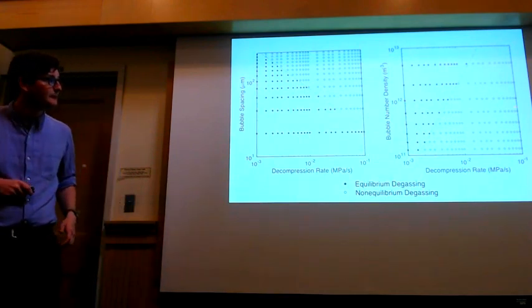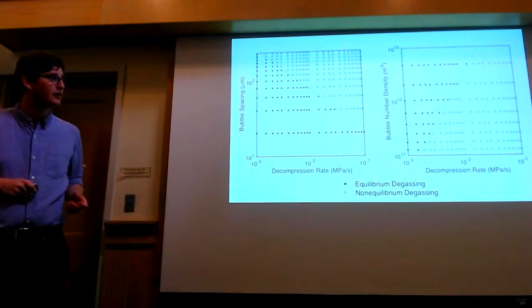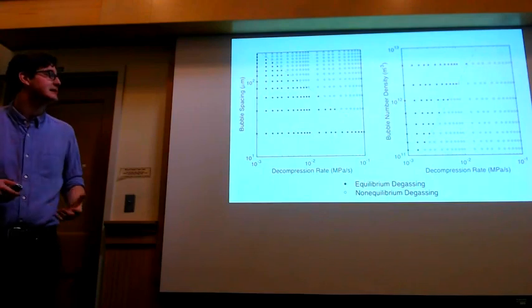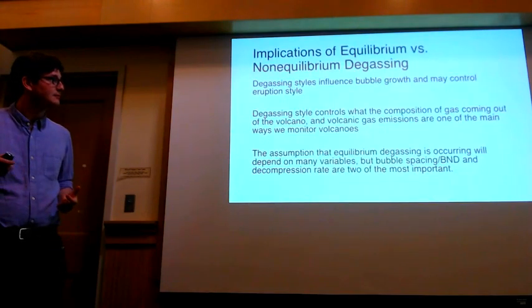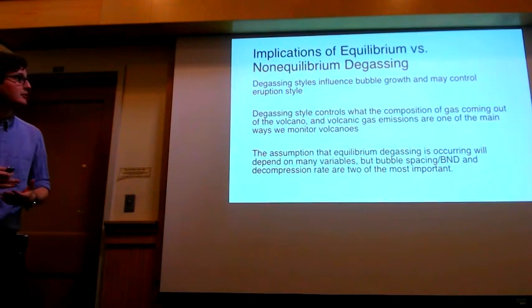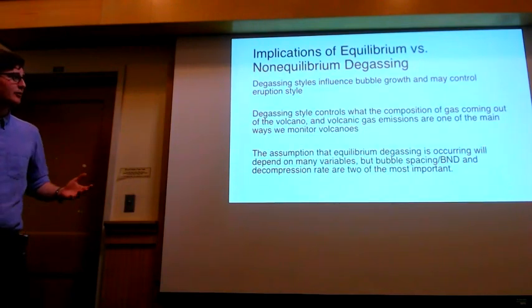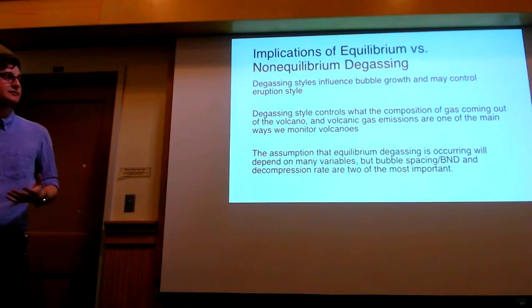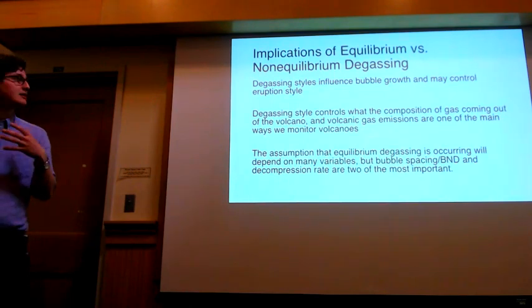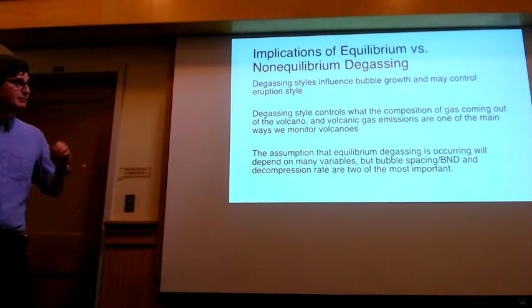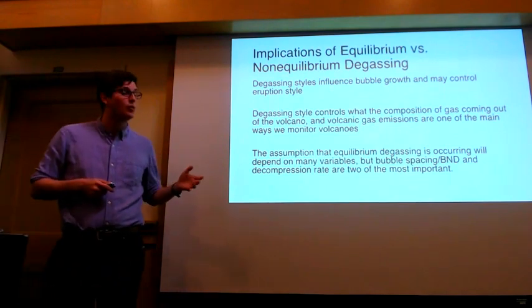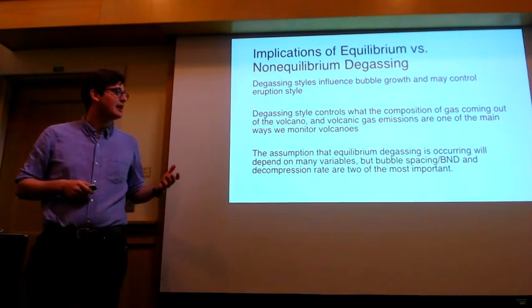And the same thing is plotted over on the right, just with bubble number density rather than bubble spacing, but those are fairly equivalent parameters. Now, why do we care about equilibrium and non-equilibrium degassing? As we've been talking about before, the degassing style influences bubble growth, and it can really control how quickly those bubbles can grow and influence eruption style. But degassing style also controls what the composition of the gas coming out of the volcano is.